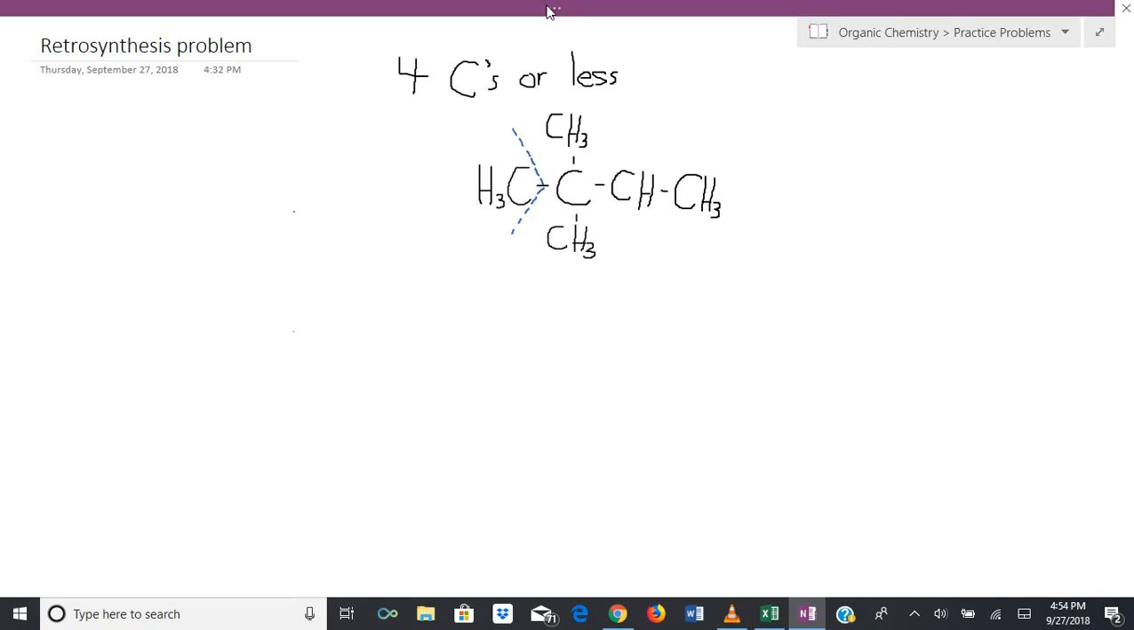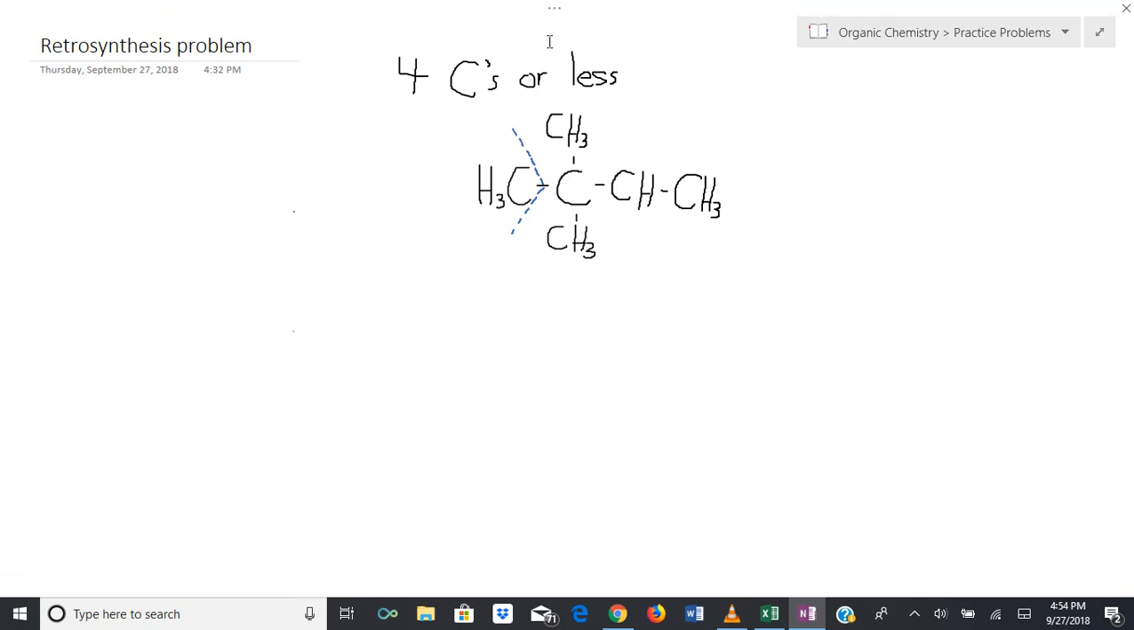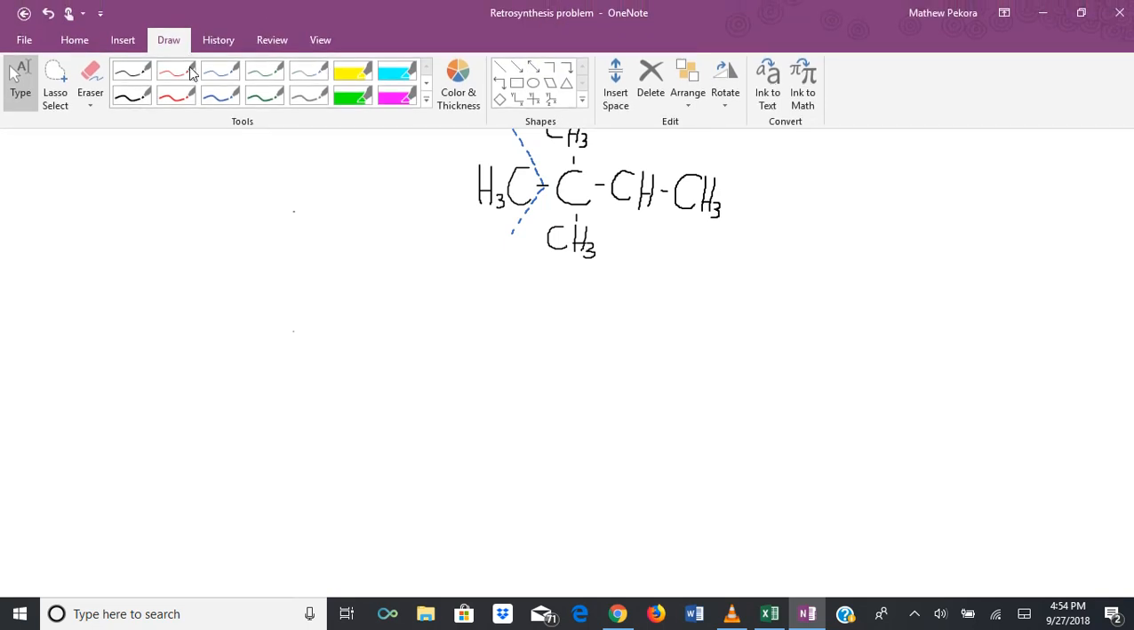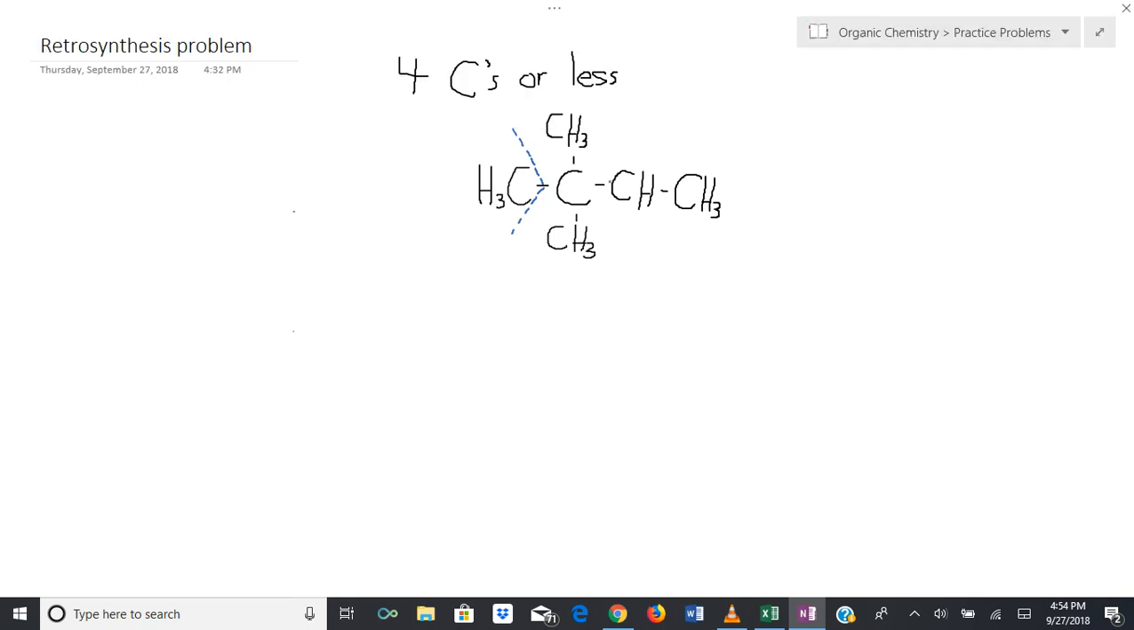In this video, I'm going to explain how to synthesize this molecule here from 4 carbons or less. So you can see that there's 1, 2, 3, 4, 5, 6 different carbons on here, and the one he wants you to add on is to a chain of 5 carbons. So this problem is going to involve synthesizing 3 different molecules.